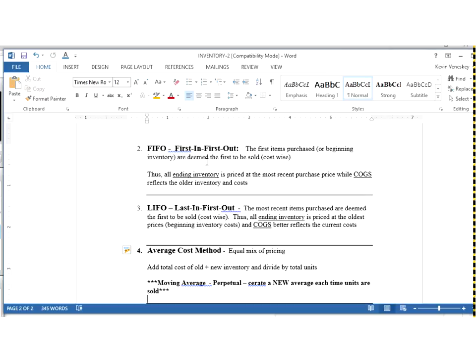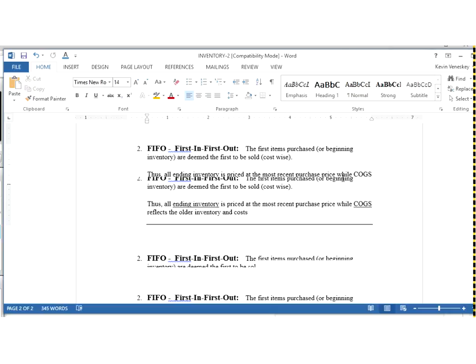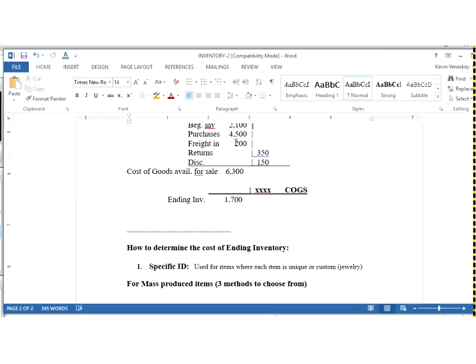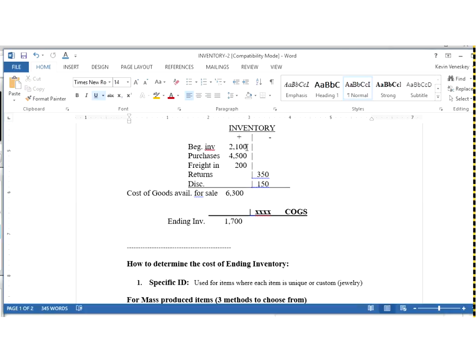Do I want to use FIFO? FIFO stands for first in, first out. And so how we're going to keep track of that inventory then is the first items that I bring in, or even my beginning inventory. So if I go back up to my original example, the first items in, including my beginning inventory, would be the ones that I'm selling. So these guys are the ones that I'm selling.